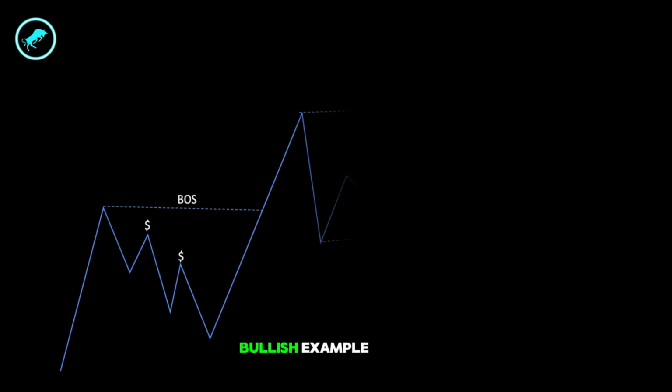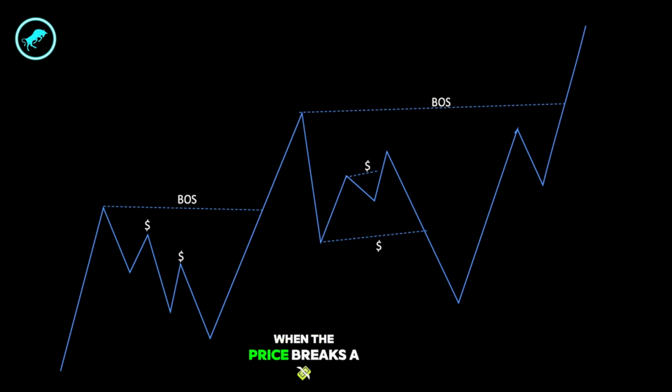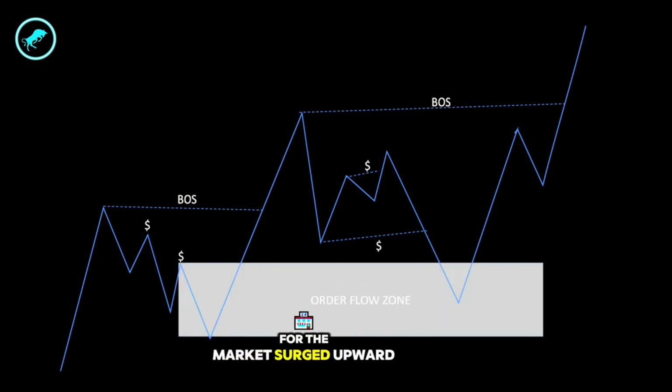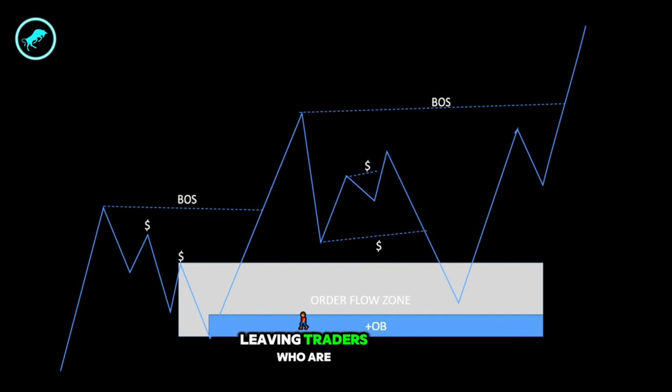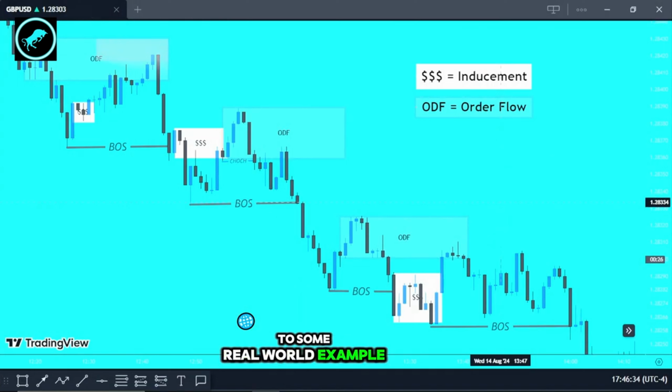Now let's look at a bullish example. In an uptrend, when the price breaks a previous high, the zone just before this break represents the last selling pressure before the market surged upward. This is your bullish order flow zone. The price might reverse from this zone, rather than returning to an order block, leaving traders who are waiting for a mitigation frustrated. This example highlights the importance of trading with the broader order flow in mind, rather than focusing solely on order blocks. Let's now move on to some real-world examples.